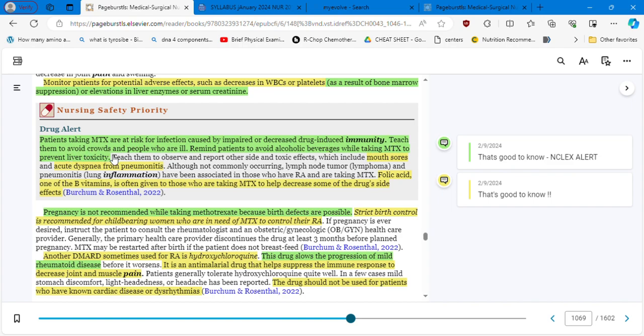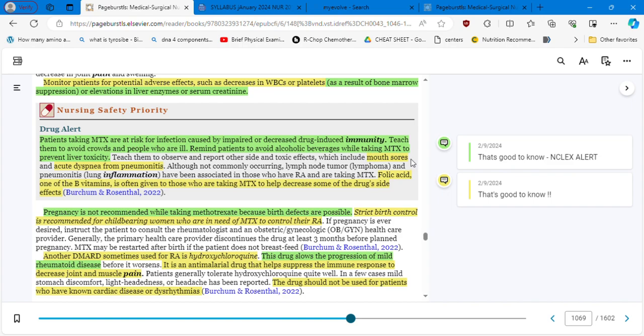Teach them to avoid crowds and people who are ill. Any patient that is having an autoimmune condition receiving an immunosuppressant drug needs to avoid crowds. Remind patients to avoid alcoholic beverages while taking MTX to prevent liver toxicity, right? We discussed this. If we are taking any medication, we need to wait at least 8 hours to get alcohol. In this case, okay, we need to avoid alcohol because methotrexate is an immune suppressive drug, okay? We need to prevent liver toxicity.